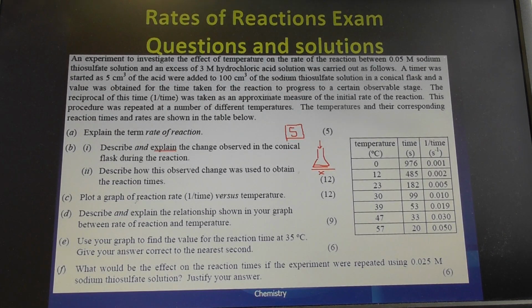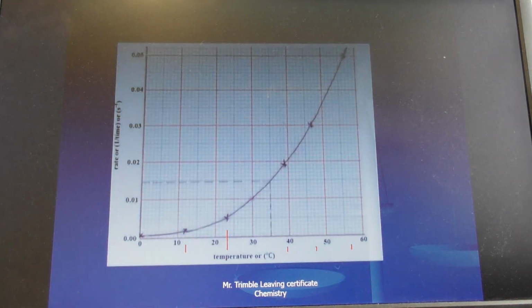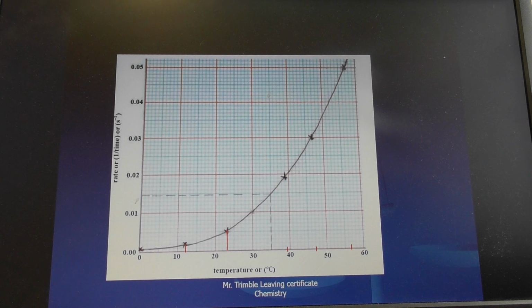Use your graph to find the reaction time at 35 degrees Celsius and give your answer correct to the nearest second. So in this case you would go along to 35, draw a straight line up with your ruler, hit the graph, draw a straight line across, and then you would read off the value. There's 0.01, so that would be 0.011, 0.012, 0.013, 0.014, 0.015, so in or around 0.015 there.